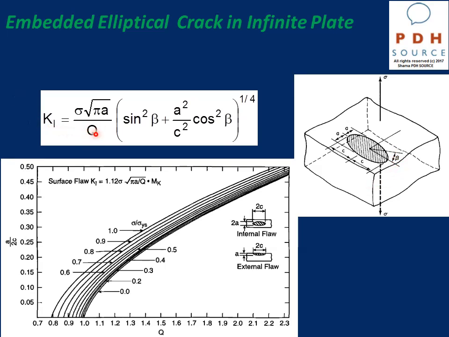Q is another parameter. We call it a flow shape parameter, which depends on the ratio of the applied stress to the yield stress of the material. We may notice that at beta equals 90, we will reach the maximum value. At beta equals 90, this part of the equation is going to be equal to 1, and we will reach the maximum value.